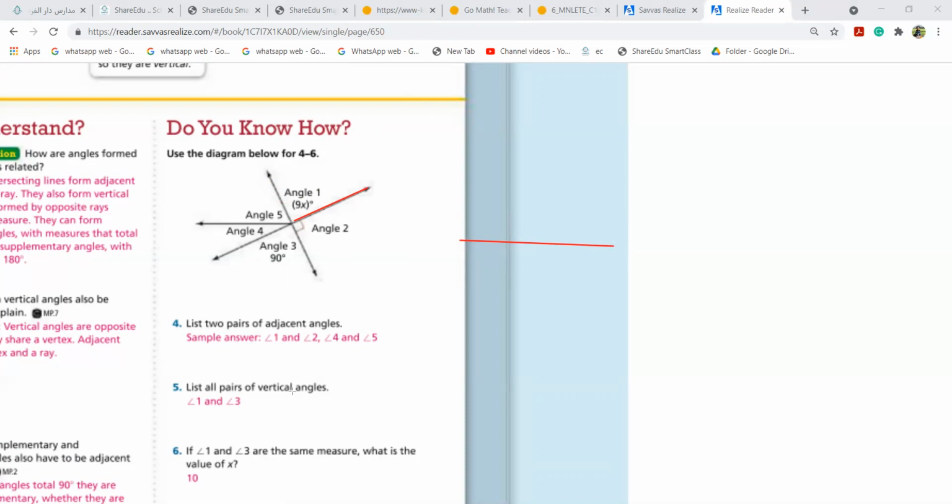Girls, vertical opposite angles means 1 and 3. I told you this is opposite. This is called an opposite angle. Again, very important. I will ask this, so put a star mark to this question. Angle 1 and angle 3 are called vertical angles. Angle 1 and angle 2 are called adjacent angles.